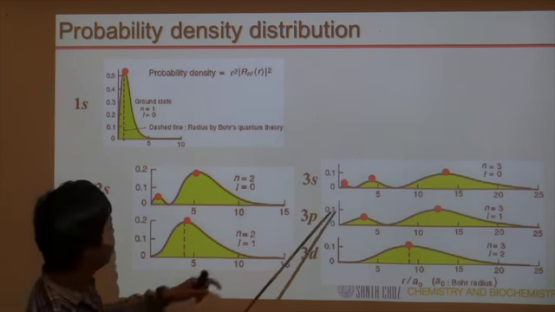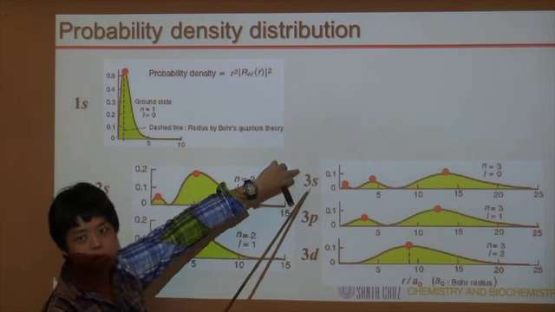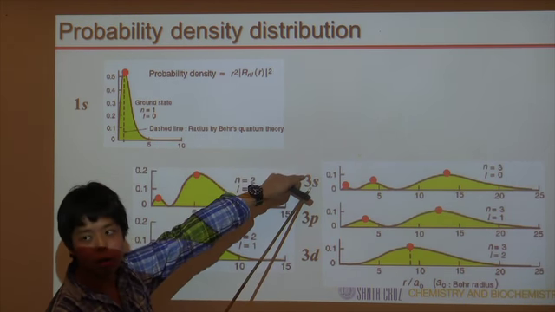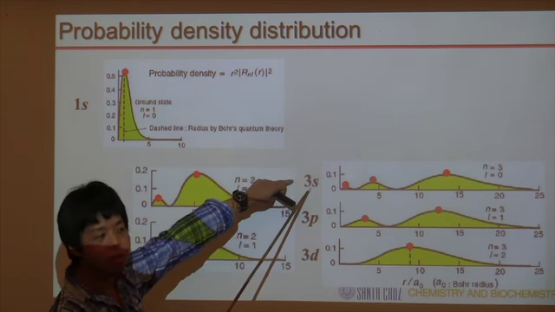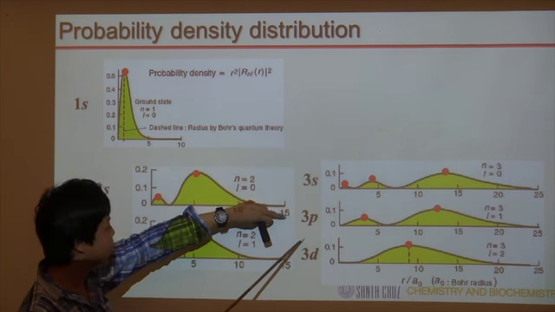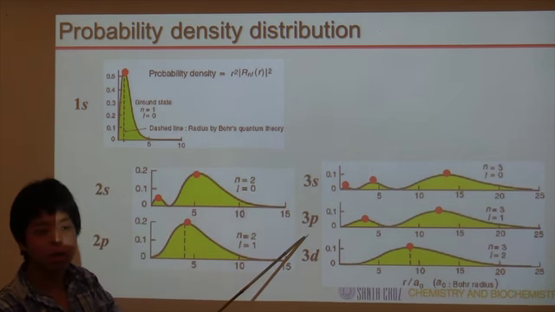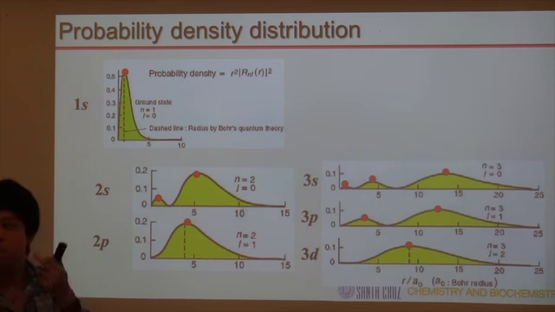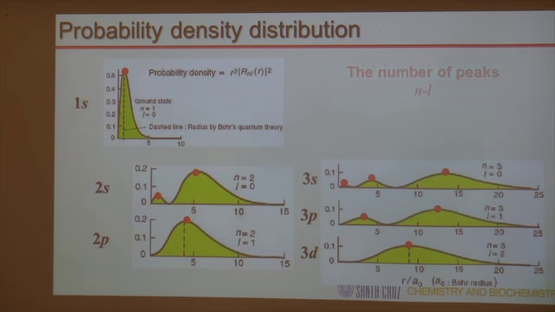Let's check again. For 3s, n equals 3, l equals 0, so 3 minus 0 is 3. That works. For 3p, n equals 3, l equals 1, so we have 2. So n minus l, for sure. The first thing: the number of peaks equals n minus l.